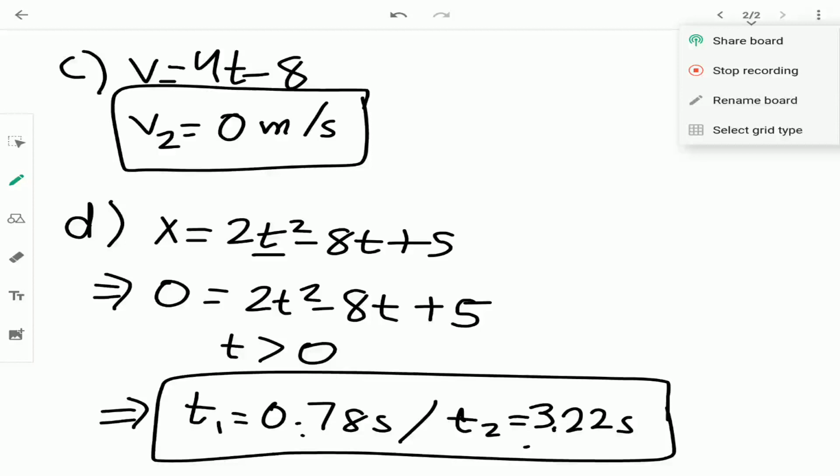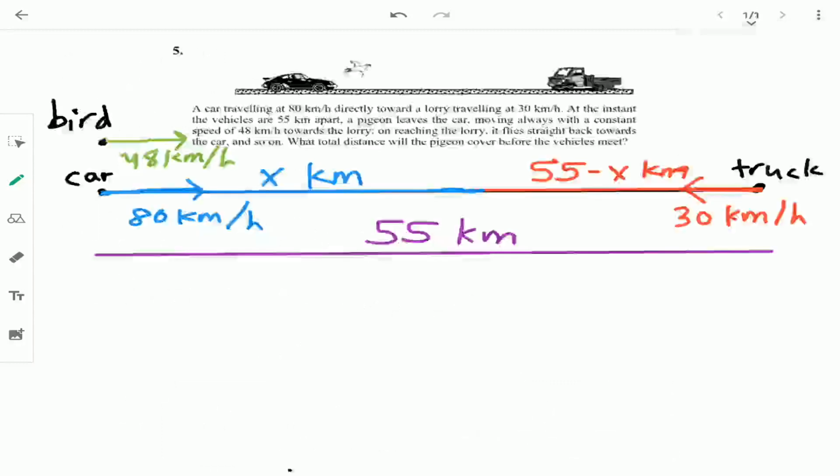Let's start question 5, guys. A car is traveling at 80 kilometers per hour directly towards a lorry traveling at 30 kilometers per hour. At the instant the vehicles are 55 kilometers apart, a pigeon leaves the car, moving always with a constant speed of 48 kilometers per hour towards the lorry. On reaching the lorry, it flies straight back towards the car, and so on. What total distance will the pigeon cover before the vehicles meet?